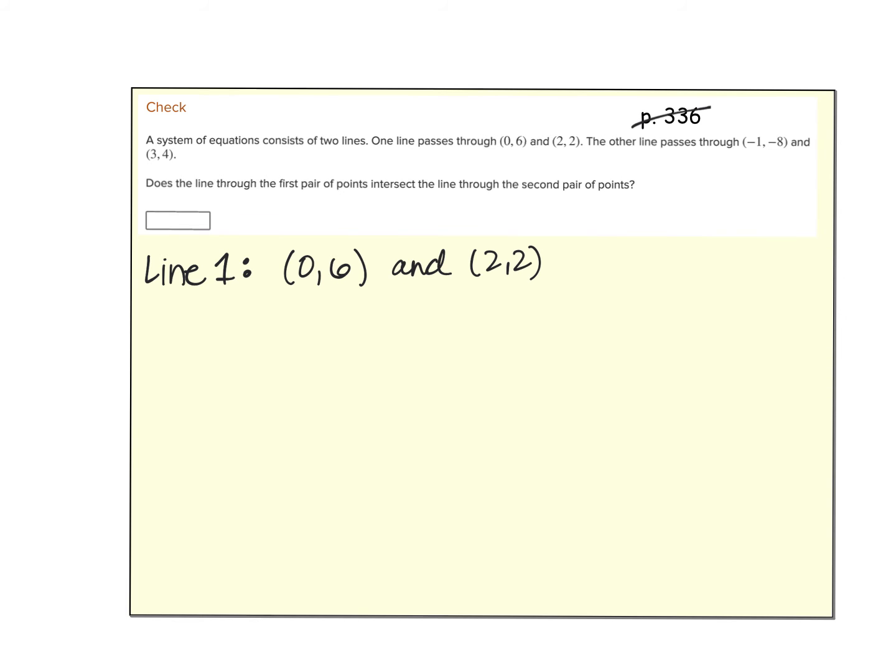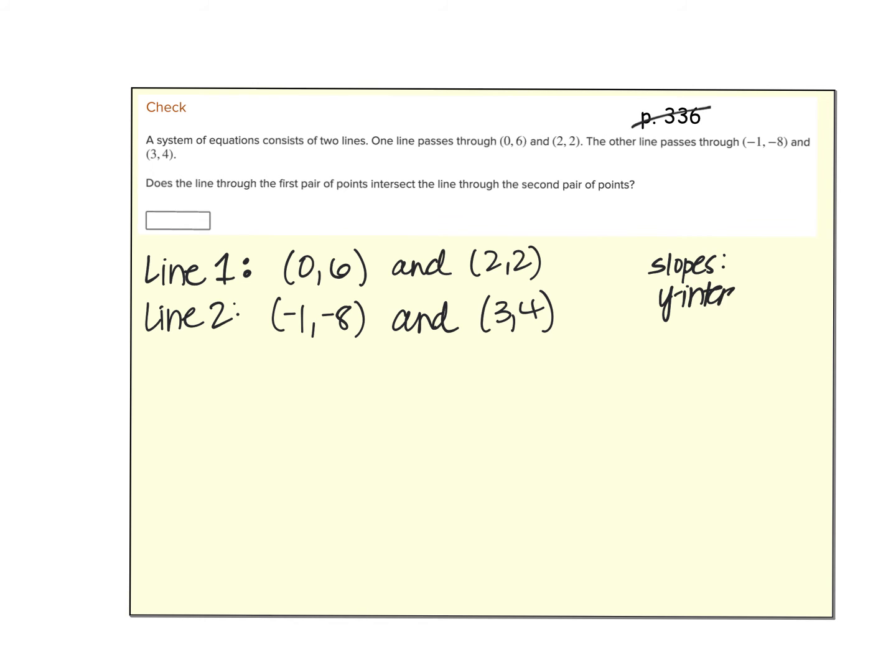Line number 2 goes through the points -1, -8 and 3, 4. And I want to know, do these two lines intersect? Will they cross? That's what I'm going to check out. To see that, we need to compare their slopes and their y-intercepts. So I'm going to need to find both of those, just like we did in the last example.